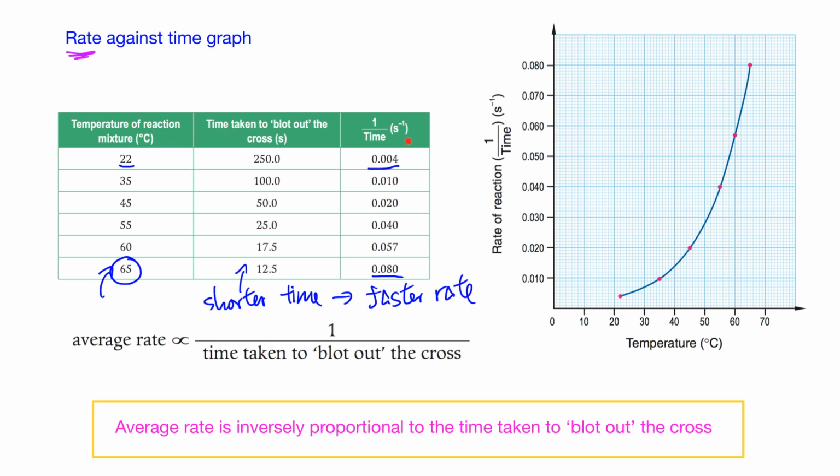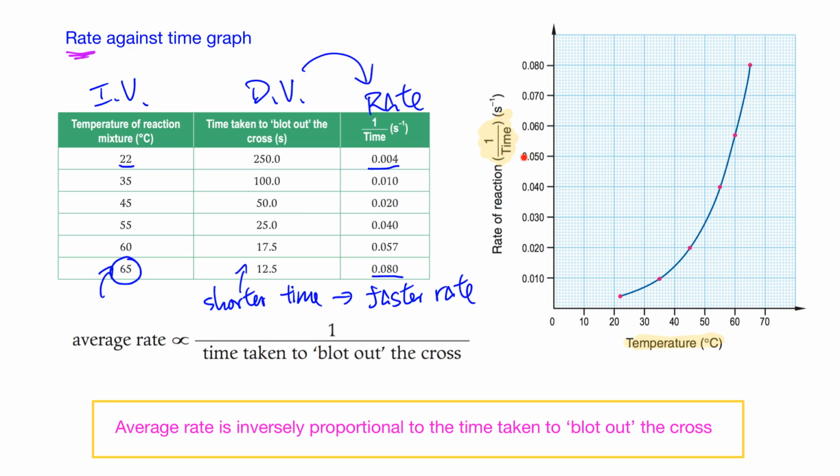So by plotting 1/t, which is directly proportional to the average rate, against the temperature, because temperature is the independent variable, and the time taken to block out the cross is the dependent variable, we can convert it into rate. So we put rate on the y-axis, and then the independent variable, which is the temperature, right here. We can see that the higher the temperature, the higher the rate.